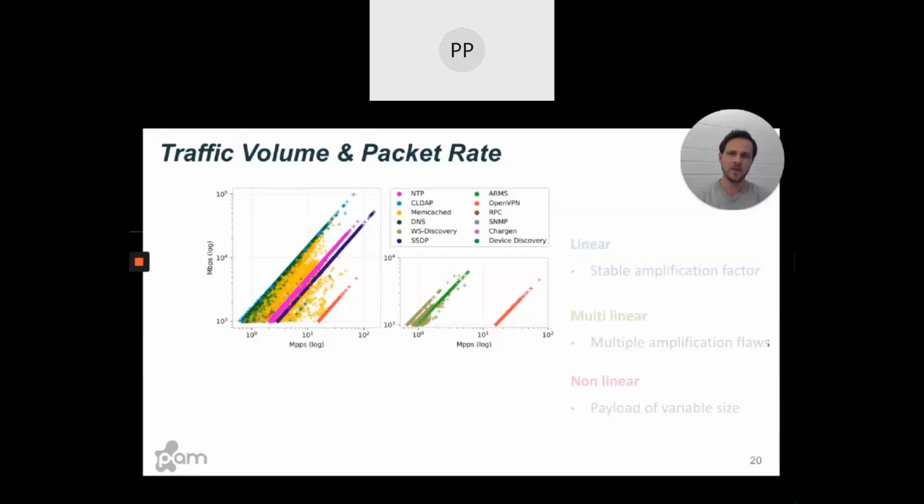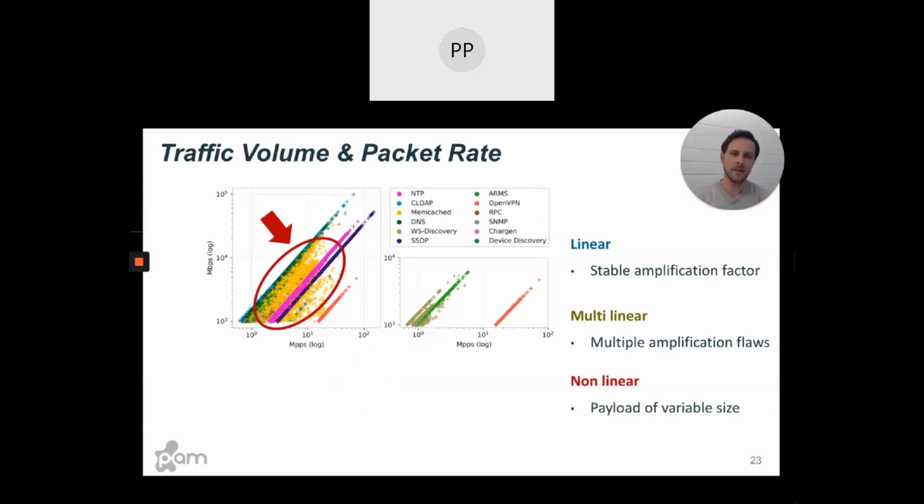So then we take a look at traffic volume to packet rate. We find a linear relationship for the traffic volume to the packet rate. And we looked into the packet rate because for some networks or devices on the internet, this is an important factor, because they might cope with the traffic volume, but the packet rate might be too high. Interestingly, here we see a linear relationship, which means that the amplification factor of the protocol is the same. But then we also find multilinear relationships, which means that this protocol, in this case WS-Discovery, might have two different amplification flaws that admit different amplification vectors.